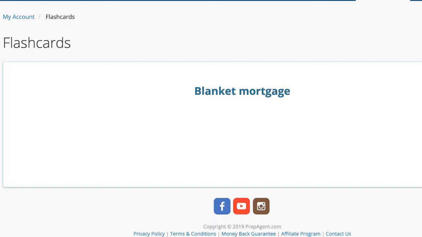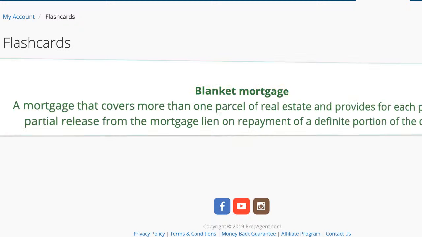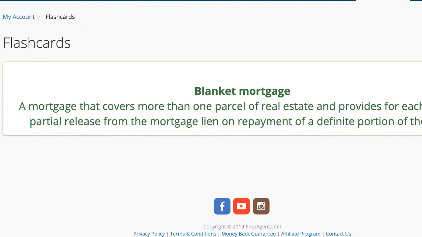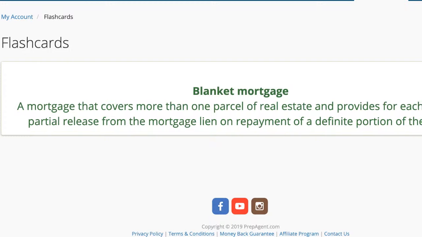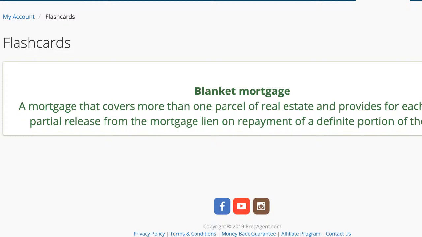Okay, so we got blanket mortgage on the board. A blanket mortgage is a mortgage that covers more than one parcel of real estate and provides for each parcel partial release from the mortgage lien on repayment of a definite portion of the debt. So a blanket mortgage covers more than one property. As you pay it off, parts of the property are released.